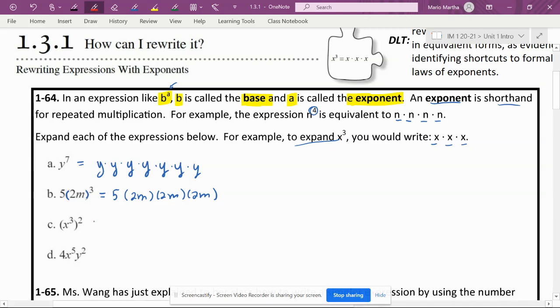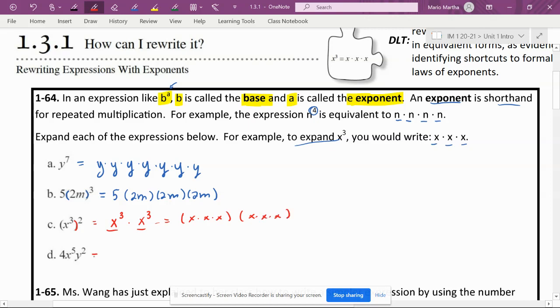The next problem we have, C, is x to the third power and then raised to the second. Again, the parentheses tells me that this whole thing inside of it has to be multiplied twice. So we would just rewrite this as x to the third times x to the third. Well, actually here, we still want to continue. So this would be equal to x times x times x, and then again, x times x times x.